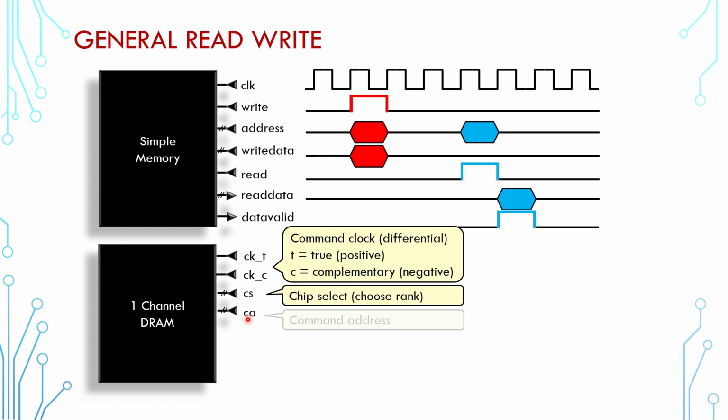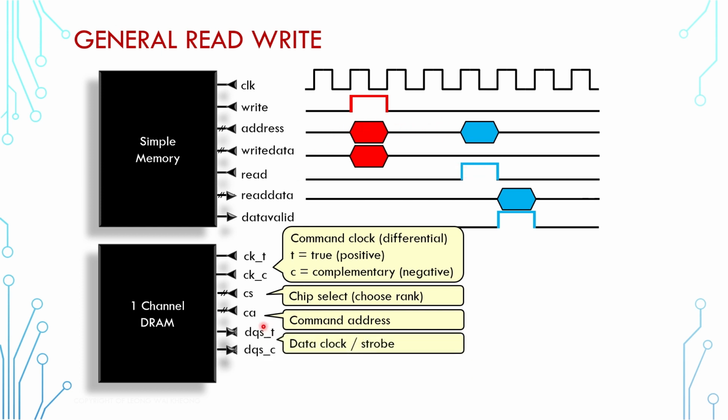Next, a DDR channel has a command address bus CA. It is equivalent to the write signal, the read signal, and the address bus combined. Now specifically for a DDR channel, there is a data clock or a data strobe DQS. It is also a pair of differential signals, and it is clocking for data transmission. As compared to the non-DDR protocol, a DDR channel has separate clocks for command and data.